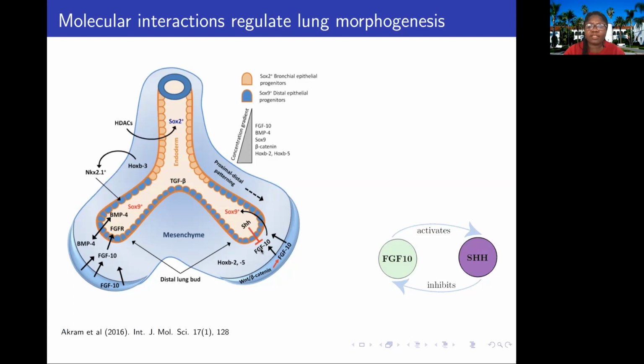And in this case, in today's talk, the emphasis is going to be what is the minimum requirement to control or regulate the spatiotemporal expression of fibroblast growth factor 10.